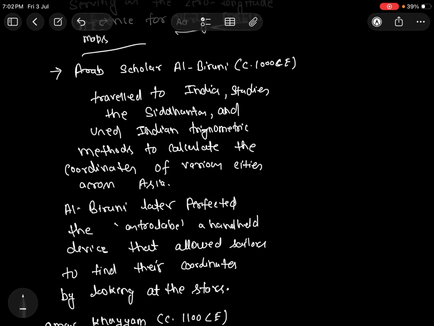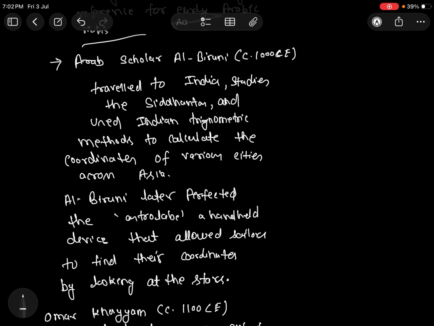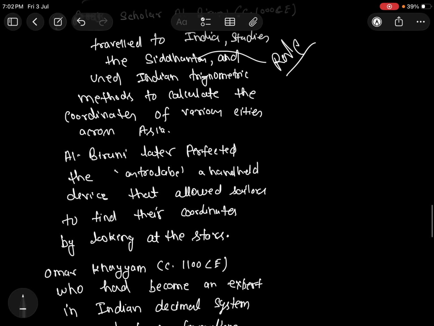Now come to another scholar, the Arab scholar Al-Biruni, who traveled to India and studied the Siddhanta. Siddhanta means rules, like the Pythagoras theorem was one of the rules. So he used the Indian trigonometry method to calculate the coordinates of various cities across Asia.